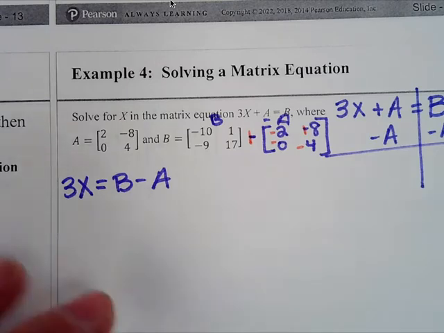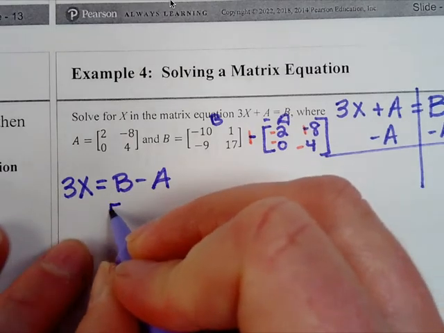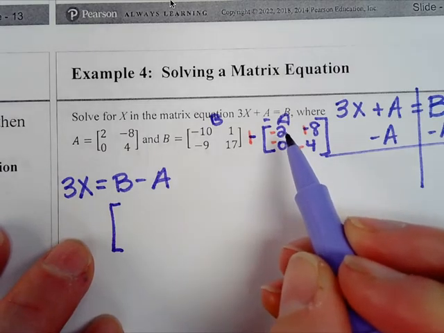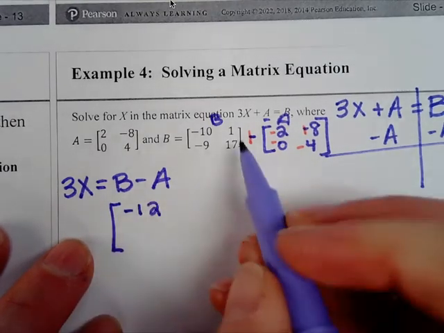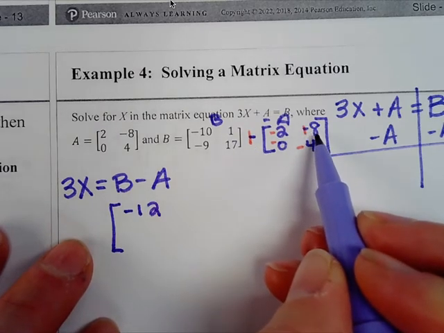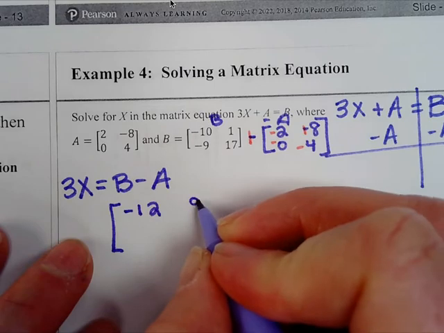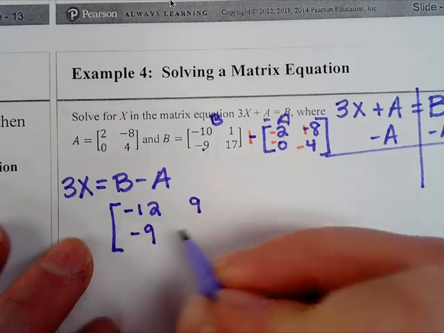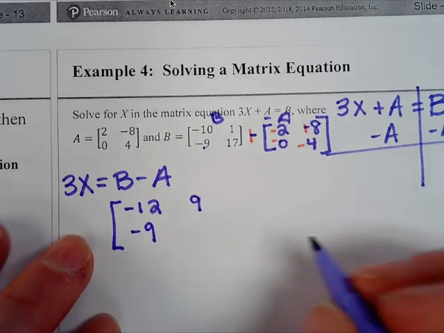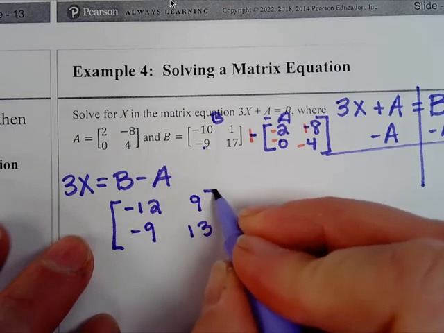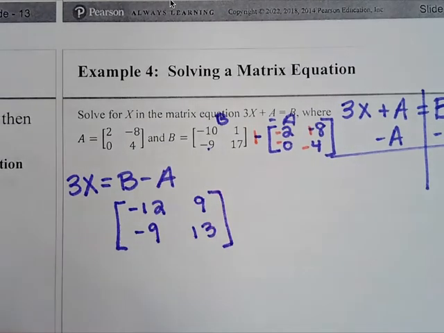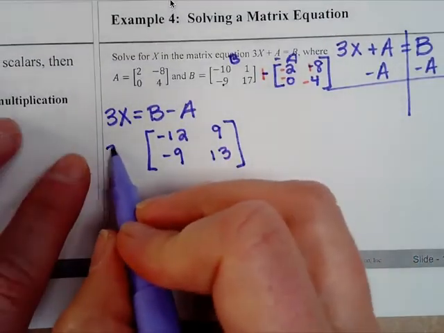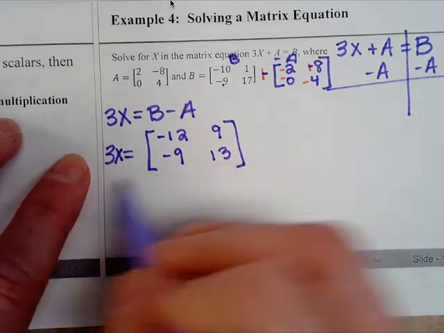So let's find out what that would be. So b minus a is going to be negative 10 plus a negative 2. Negative 12. 1 plus 8. Negative 9 plus a 0. And 17 plus a negative 4. Yeah, positive 13. So I have 3x equals that now.